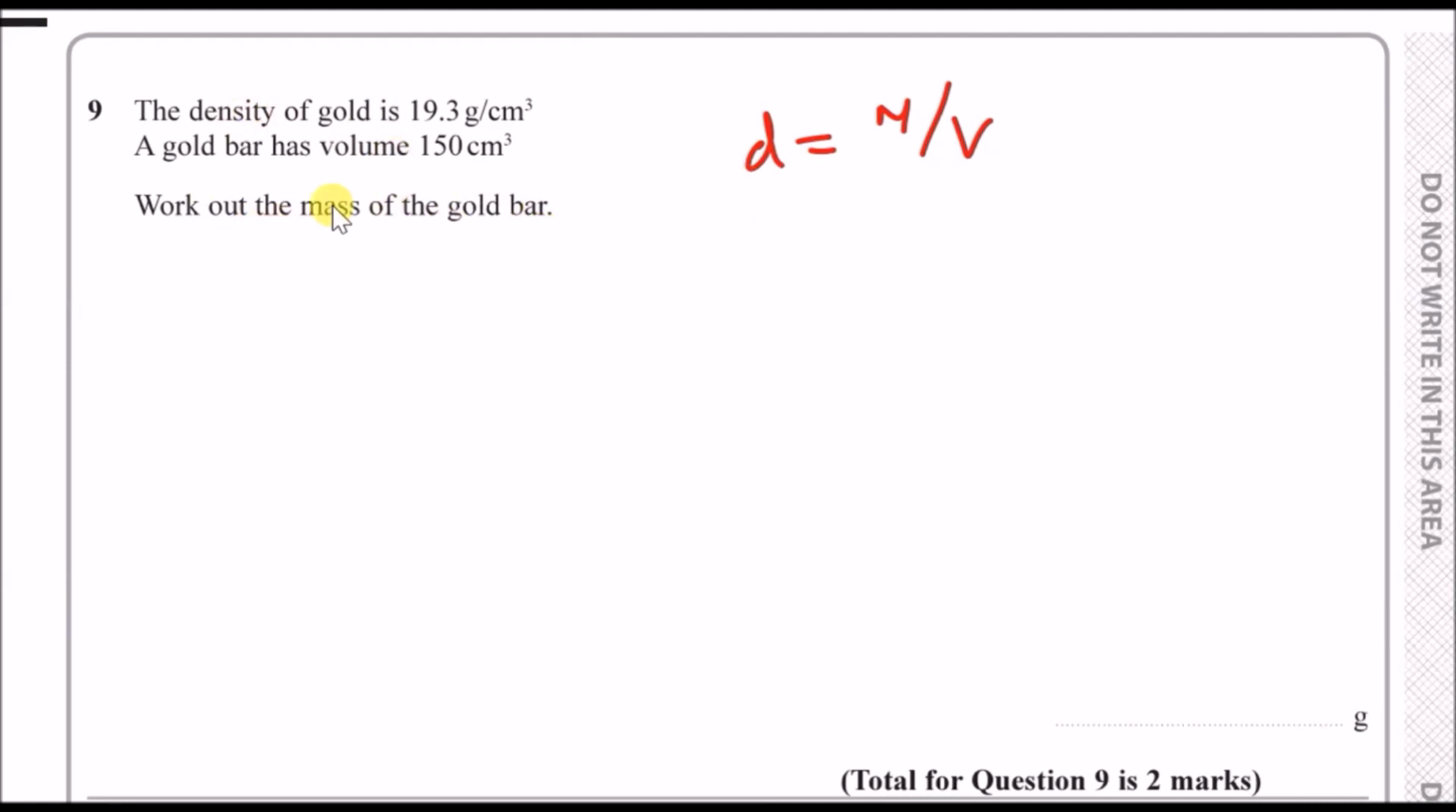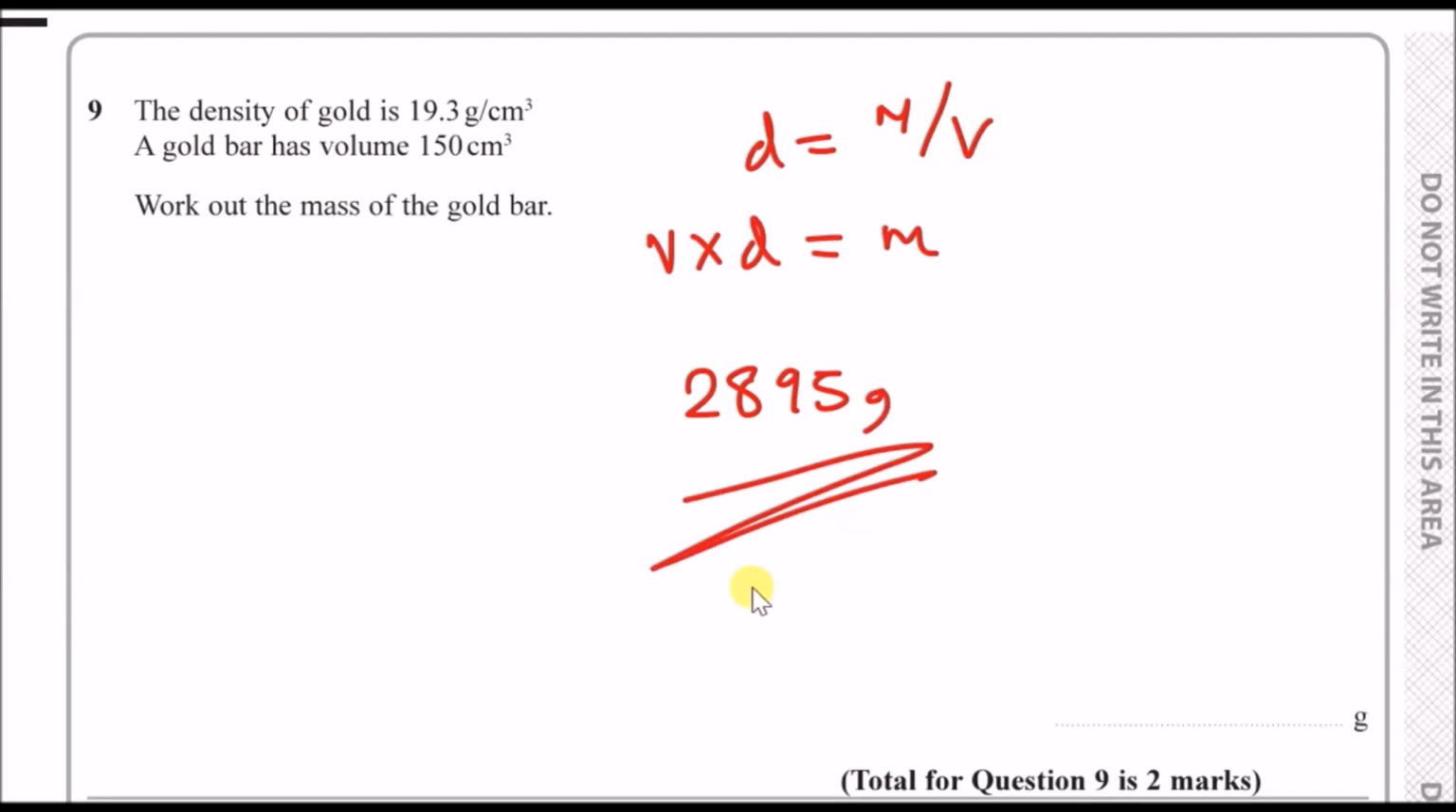Now, to find the mass, you literally just make m the subject. So to make m the subject, because you're dividing by v, I would times v across. So it's going to be volume times density, which will give us mass. Then all you want to do, guys, is just pop in the values. So volume is 150, density is 19.3. If you multiply those two values together, you're going to get a mass of 2,895 grams. And that's it.